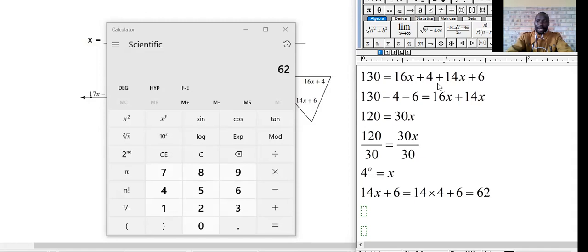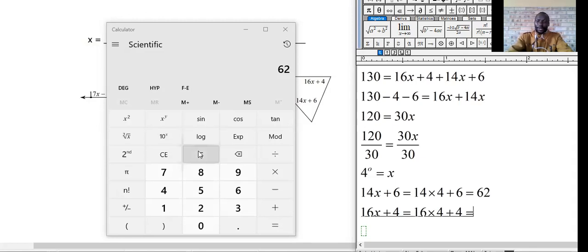A problem. Now the next thing for us to determine is the value of 16x plus 4. All right, 16x plus 4. This is going to be 16 times the value of x, which is 4 in this case. That is 16 times 4. To it, we are adding 4. We want to find out what is there.